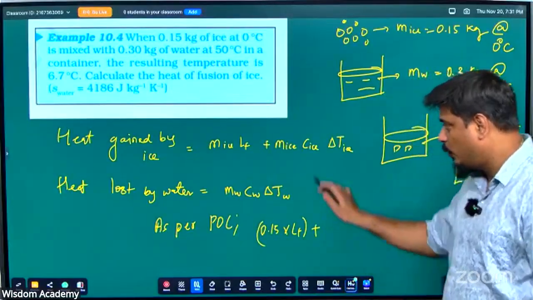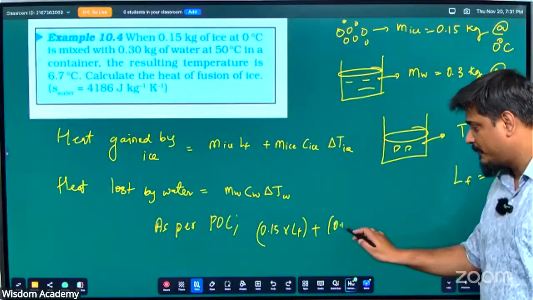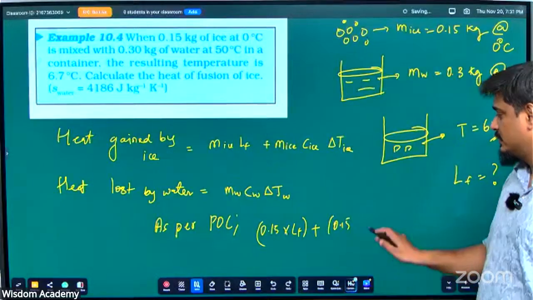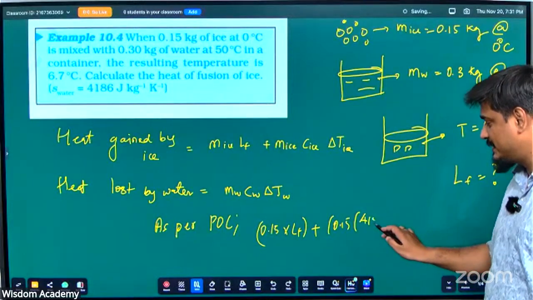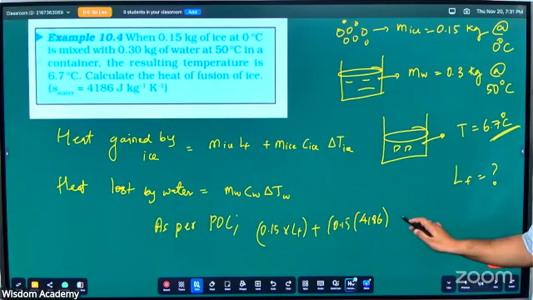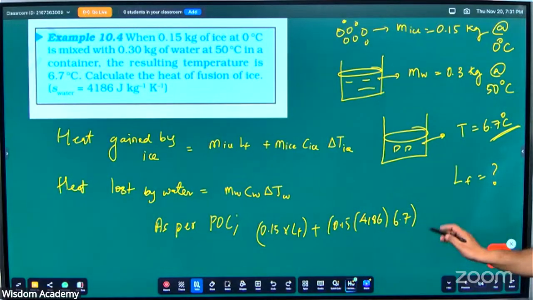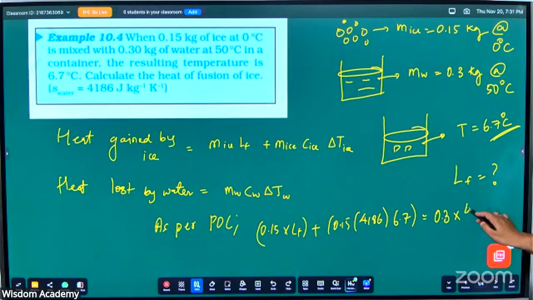Plus, what is this? 0.15 again, into what is C of ice? Oh, that will become water. 4186 into delta T is how much? 6.7, isn't it? 0 to 6.7 must be equal to mc delta T. What is the mass of water? 0.3 kg into C of water, 4186 into delta T of water, 50 minus 6.7. How much is that? 43.3. Am I right?